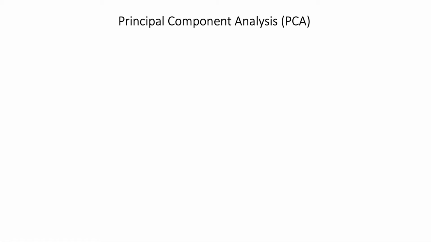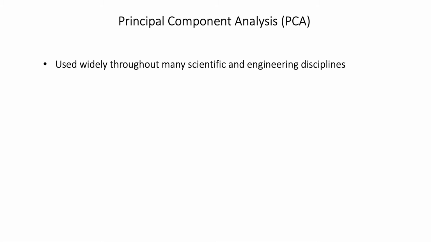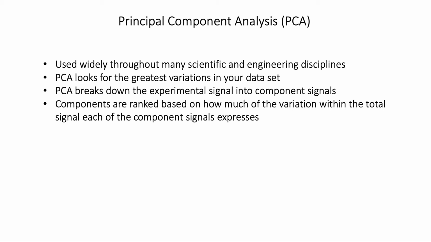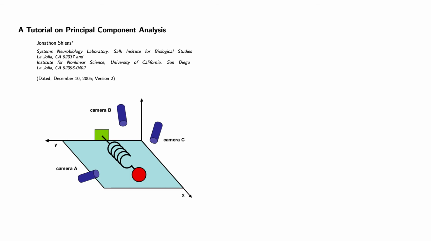We will focus in this tutorial first on principal component analysis. It is used widely throughout many scientific disciplines and engineering disciplines. It looks for the greatest variations in your data set, and it breaks down the experimental signal into component signals. Components are ranked based on how much of the variation within the total signal each of the component signals expresses. This is easier to understand with an example. The example shown here comes from a tutorial on principal component analysis written by Jonathan Shlens.